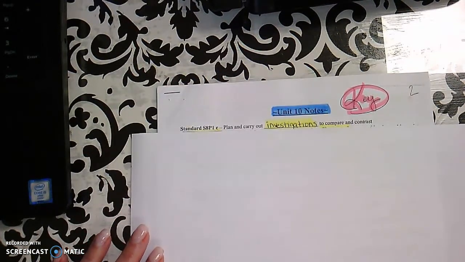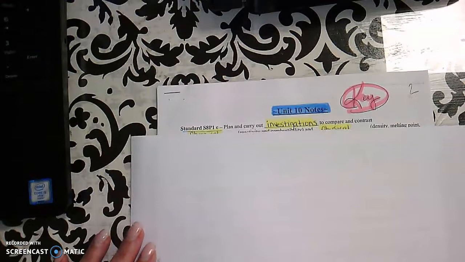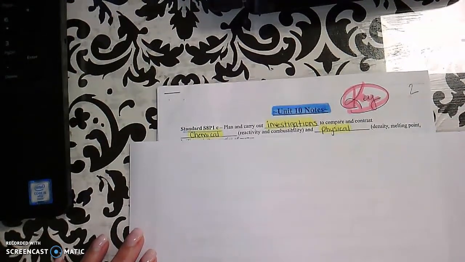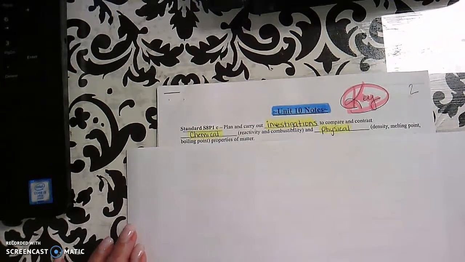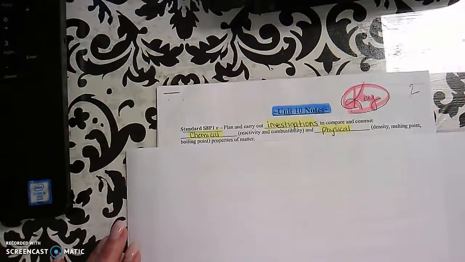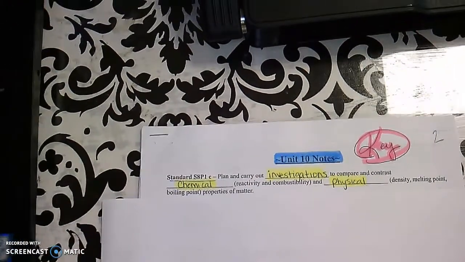And our first standard that we're going to be talking about is standard S8P1C. And it says to plan and carry out investigations to compare and contrast chemical reactivity and combustibility and physical density, melting point, boiling point properties of matter. So take a moment and fill in those blanks and highlight. I'm going to make this a little larger.